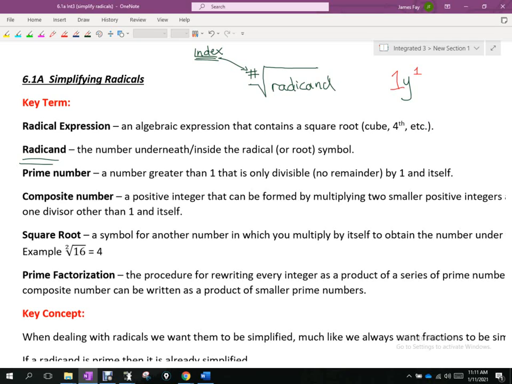Same idea with the root or square root. We can be specific. We can write something like this and be very specific. Square root of, let's just say, 9, which is exactly the same thing as just writing that without having to write that number there. Okay? Those two notations mean the exact same thing.